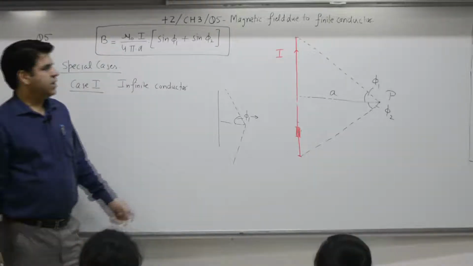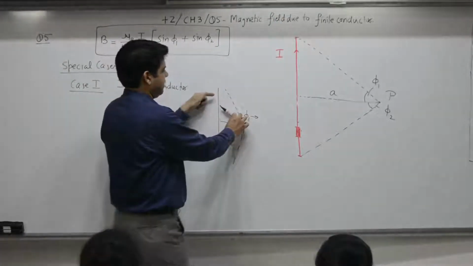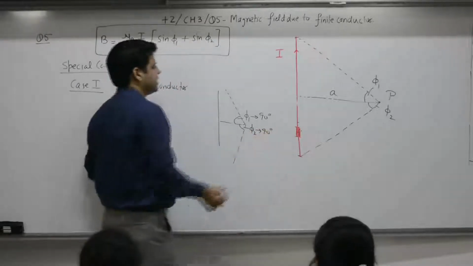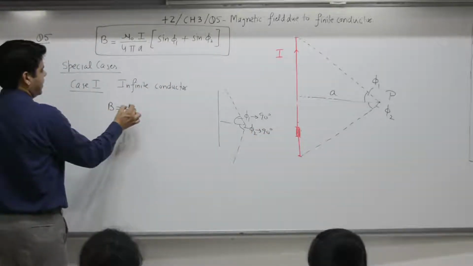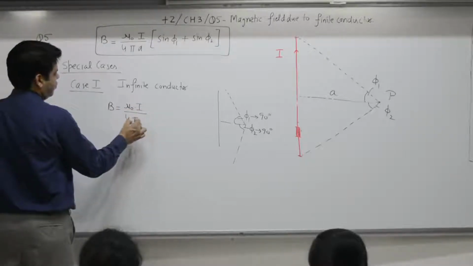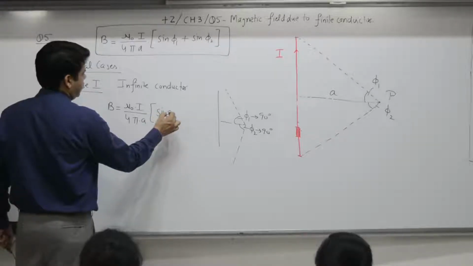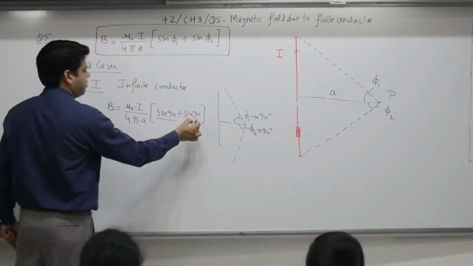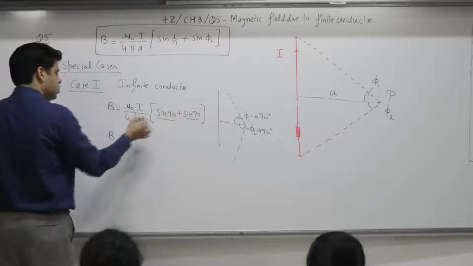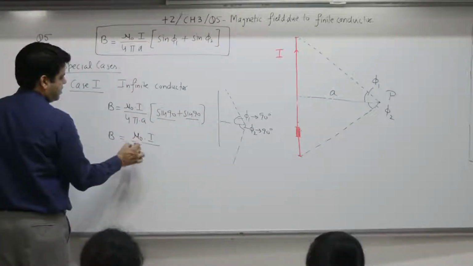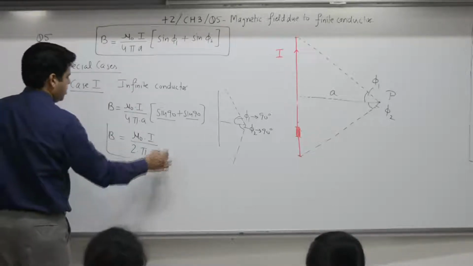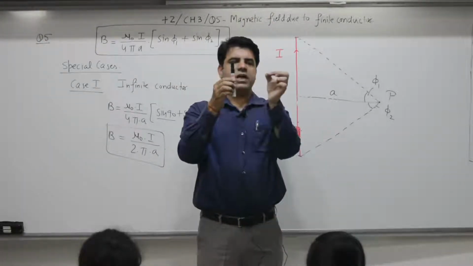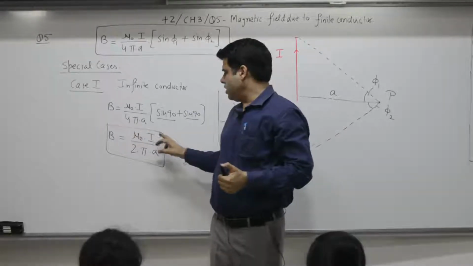If you take this end to infinity, this angle will keep on increasing and phi 1 will approach 90 degrees. Phi 2 will also approach 90 degrees. So the magnetic field due to an infinite conductor is mu naught I by 4 pi a, sine 90 plus sine 90. Sine 90 is 1, this is also 1. 1 plus 1 is 2. 2 divided by 4 pi a is 1 by 2 pi a. So for an infinite thin wire extending to infinity both ways, the magnetic field at a distance a is mu naught I by 2 pi a.